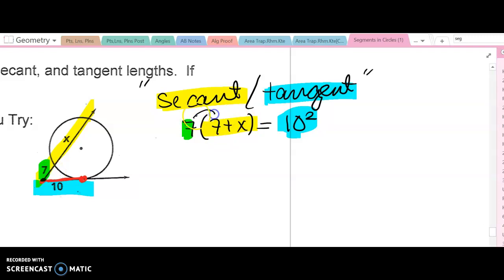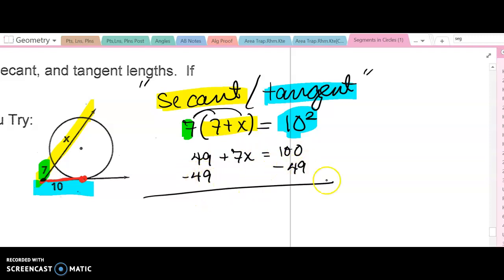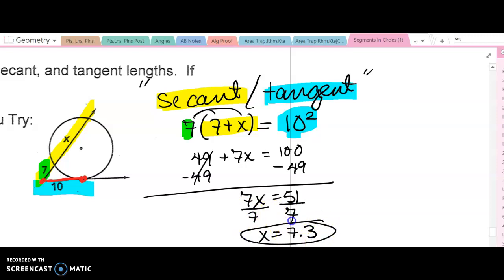So let's solve it. So this is going to be 49 when I distribute 7 times 7 plus 7 times x equals 100. Then we're going to subtract 49 because now I'm solving an equation. I'm trying to get x by itself. And so that gives us 51. Divide by 7. And x comes out to be 7.28. So to the nearest tenth, 7.3.